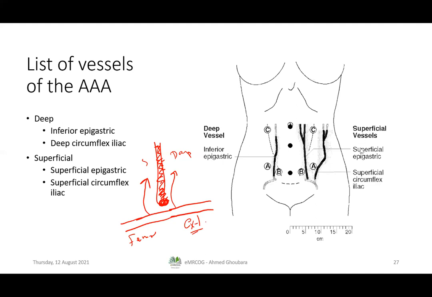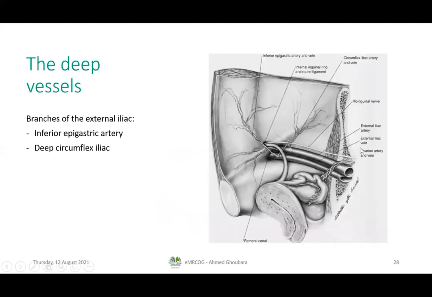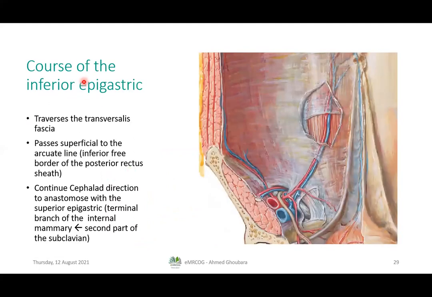Okay, good. Next. Those are the deep vessels, branches of the external iliac artery. This is the external iliac artery. This is the deep circumflex iliac, and this one is the inferior epigastric. Very important here for the anatomy of the wall and the anatomy of laparoscopy as well, to know about the course of the inferior epigastric.